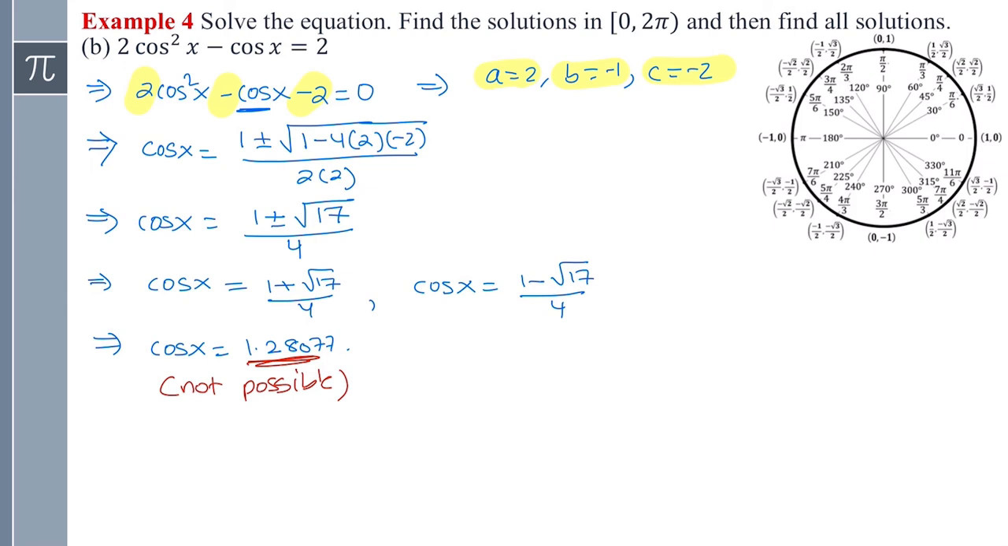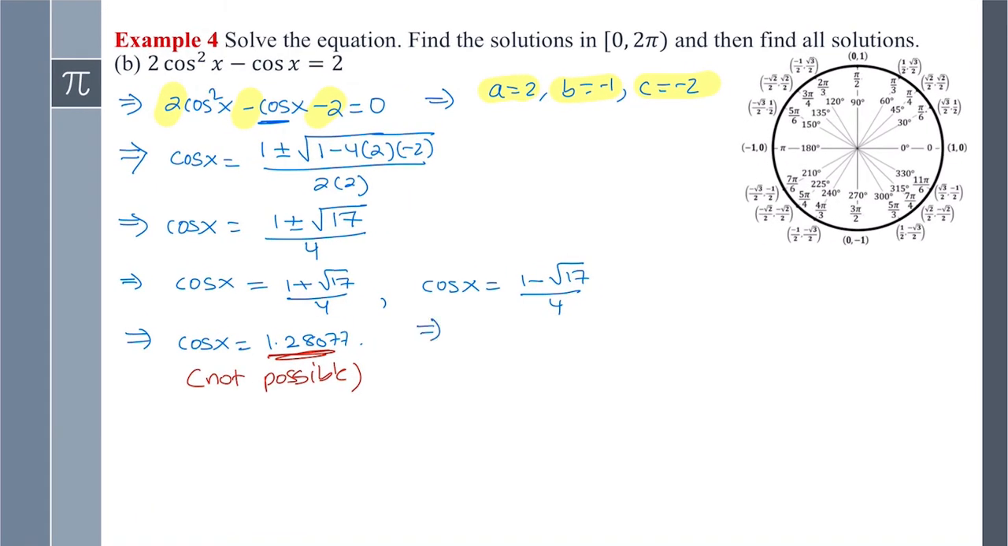If we put this into the calculator, we get cosine x equals negative 0.78077. So that means x equals the cosine inverse of negative 0.78077. And that gives us 2.4667. So this is the angle in the second quadrant.